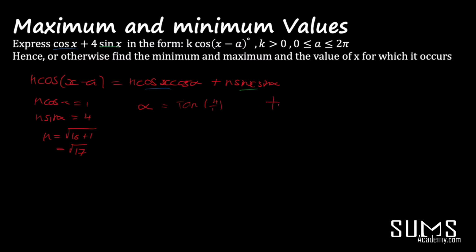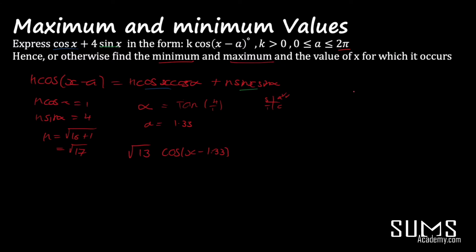Check the quadrants. Okay, so both in the first quadrant, so alpha is equal to 1.33. Remember, we're working in radians here. So that will give us root 17 cos(x minus 1.33). Okay, so usually we'd be done now, but remember they've asked us here for the minimum and maximum values.